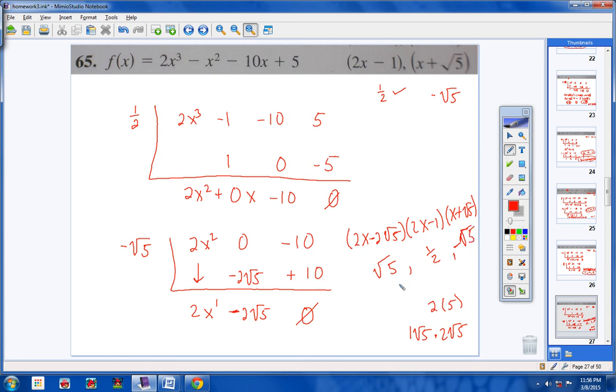Okay? Let me check the back of the book on that. And I think that should be accurate. Number 65. Yes, plus minus square root of 5 and positive 1/2, okay?